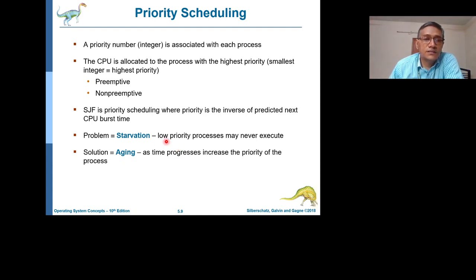So how to avoid this starvation problem? The starvation problem can be solved by a solution called aging. What is aging? Aging is, as time progresses, we can increase the priority value of that lower priority process. So eventually, as time progresses, its priority value will be increased, so it will be treated as a higher priority process, and at a particular point of time it will get the attention of the CPU and it will execute. So that is the solution for the starvation problem.